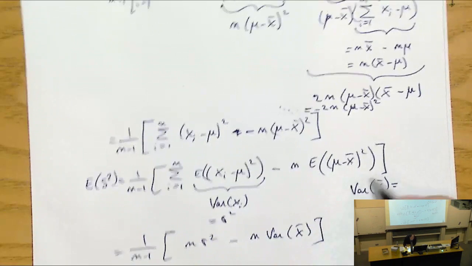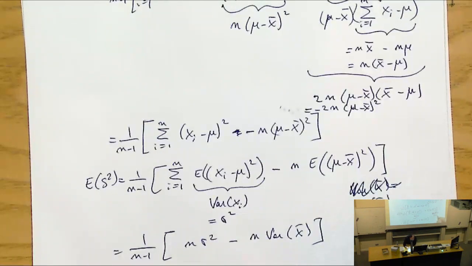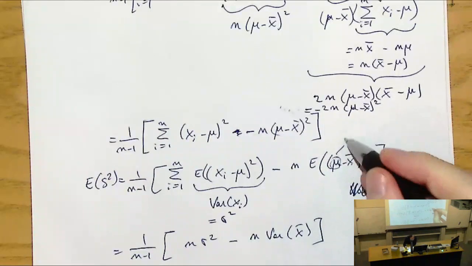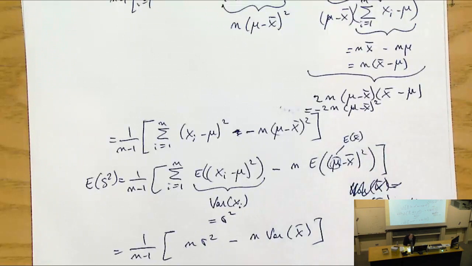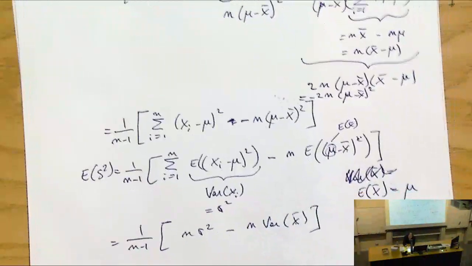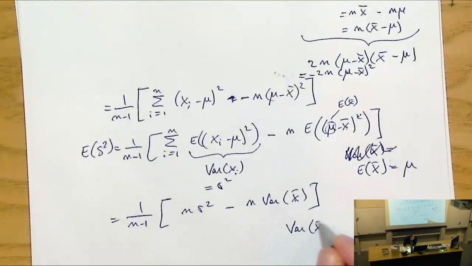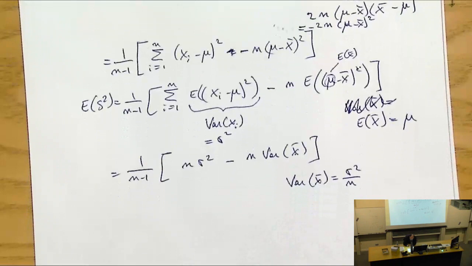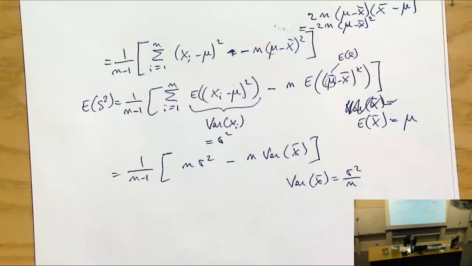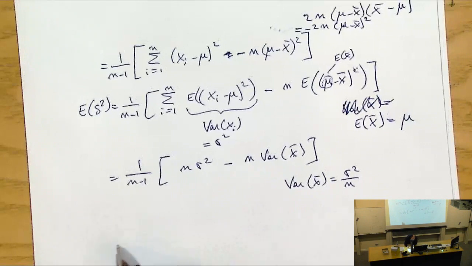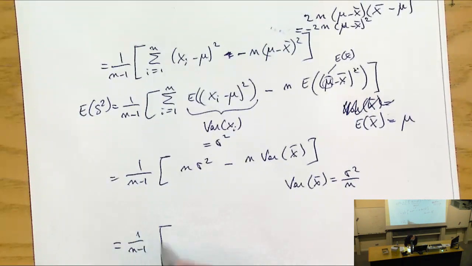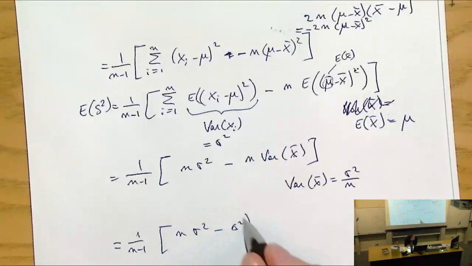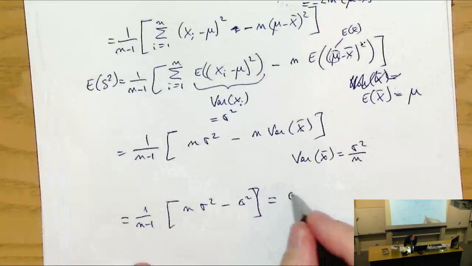Let me write: the expectation of x bar is equal to mu, right? So this quantity is the expectation of the square of the deviation between x bar and its mean. So indeed, this is n times the variance sigma square. Now, what is the variance of the sample mean? It is sigma square over n. And so what I have here is 1 over n minus 1 times n sigma square minus sigma square, and this is indeed equal to sigma square.